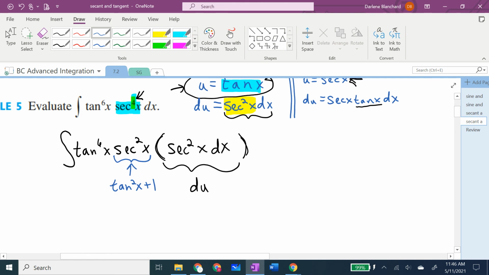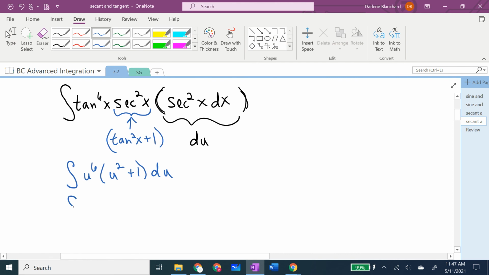I do need to be careful that I have a parentheses around that. And now I'm going to just put the u in. So I have u to the 6th power, parentheses, u squared plus 1, and du. I still have a little bit of algebra to do, but it's easier to do the algebra once you've converted to the u's.